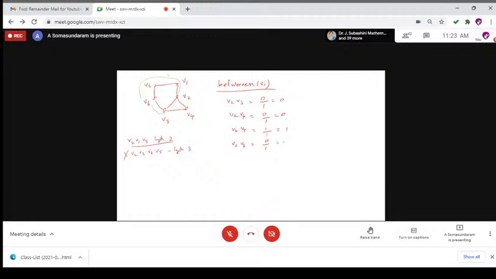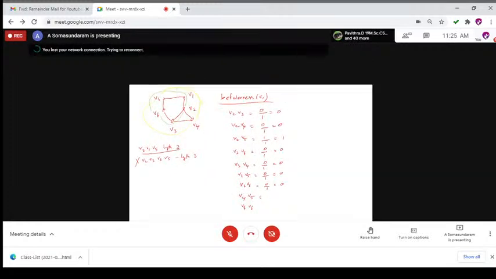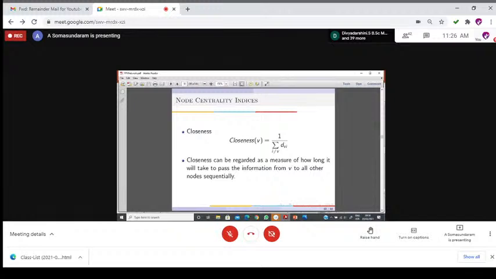Similarly, I can find it for V3. V4 to V2 is 1, V2 to V1 is 2, then it is 3. So we have a path of length 3 here. Other than this, we can come this way and reach V5. So V4 to V3 is 1, V3 to V2, V6 is 2, again 3. So we have the length of the shortest path between the node and all the others; this is closeness.